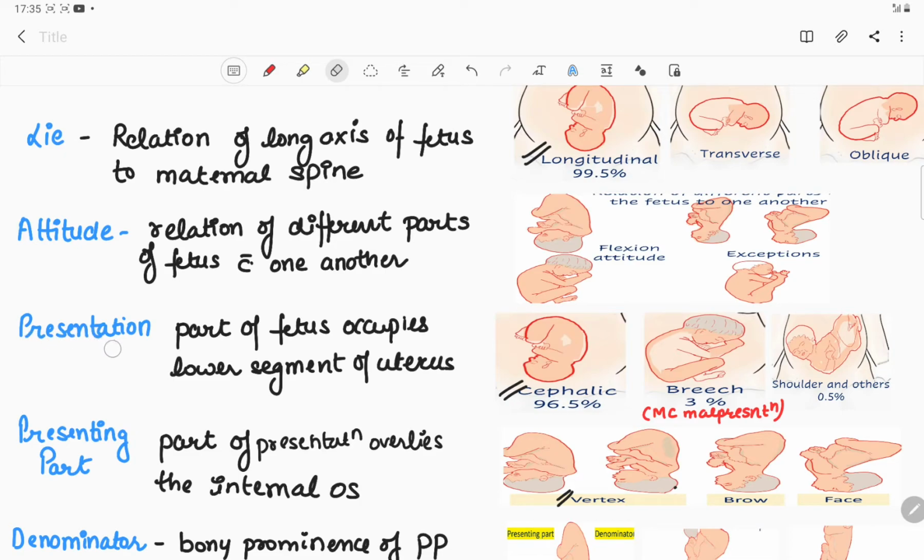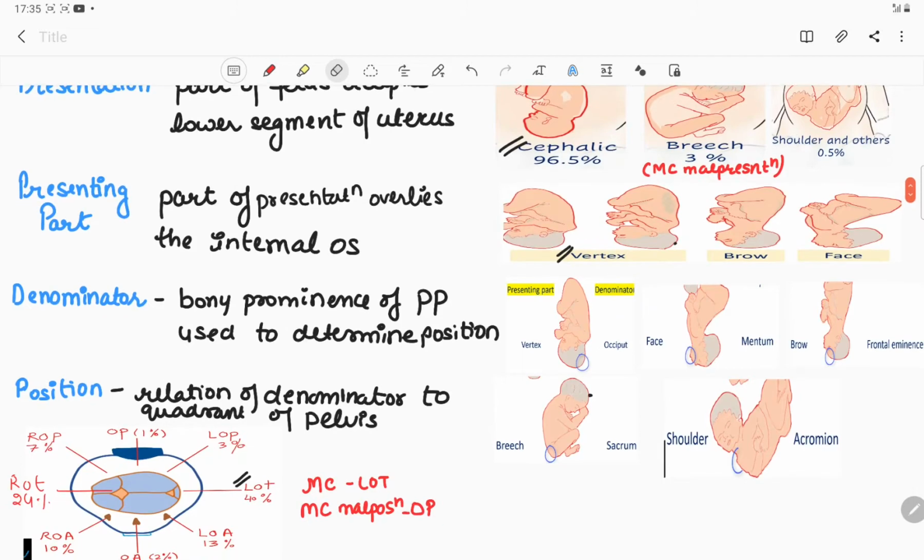Then what is presentation? The part of the fetus occupying the lower segment of the uterus is presentation. Most common is cephalic presentation, that is 96.5%. Second is breech, 3%, and third is shoulder and other, that is 0.5%. What is presenting part? The part of presentation overlies the internal os on PV examination. For example, there can be vertex presentation in cephalic, brow, and can be face presentation.